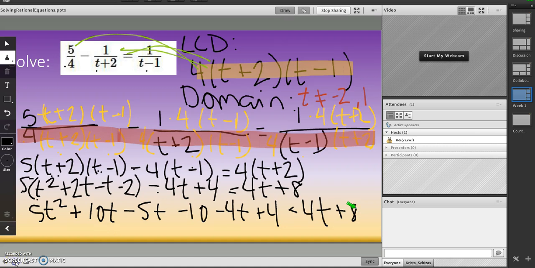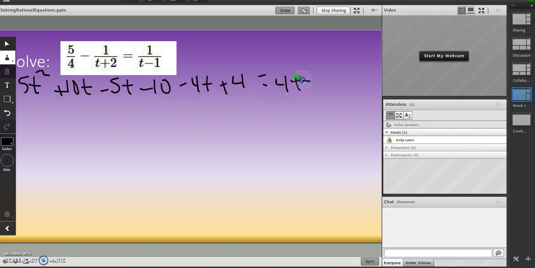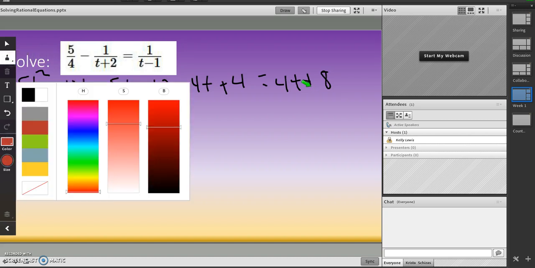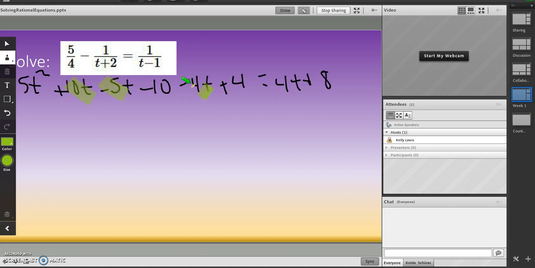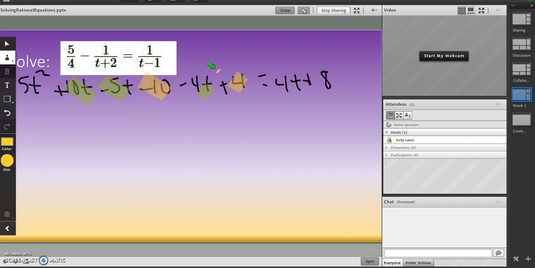All right, so I'm going to go to this next slide. I'm going to write that step over. It's kind of long. 5t squared plus... All right, so now we're going to combine like terms, and you stay on the same side of the equal sign. So, for example, t's can talk, and then the numbers can talk.